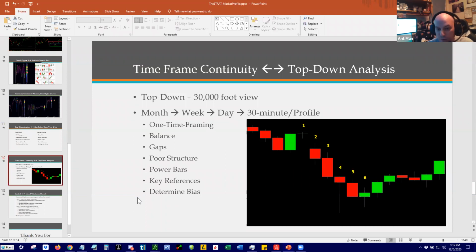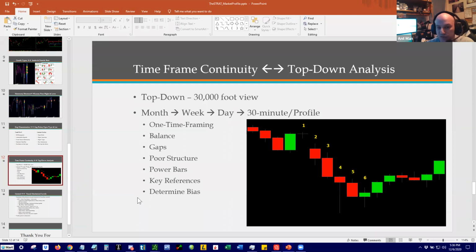Okay, and then the next area where I did see some similarities has to do with my prep work going into a day of trading. Time frame continuity on the strat side and on the profile side is called top-down analysis. Top-down is basically a 30,000-foot view of what's going on in the market. You start every morning analysis with the month, then the week, then the day, and then you move on to a 30-minute profile. That's very similar to the way Rob says minimum 4 charts, an hourly, a day, a week, and a month, to give you that bigger picture.